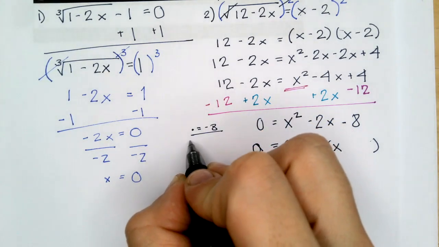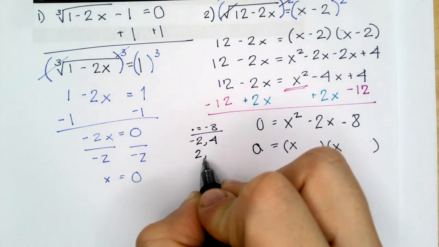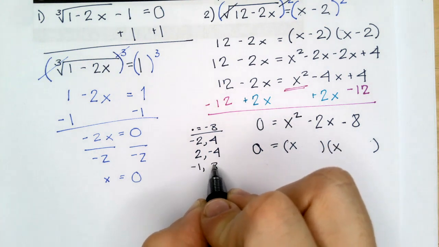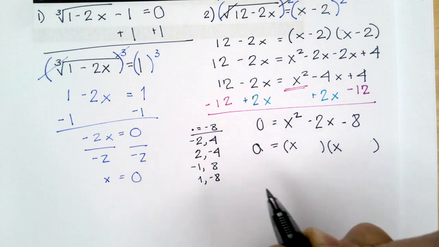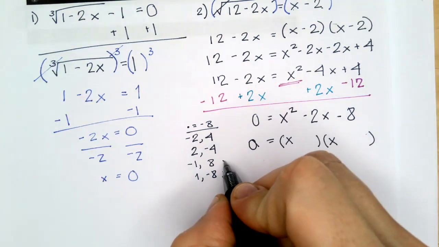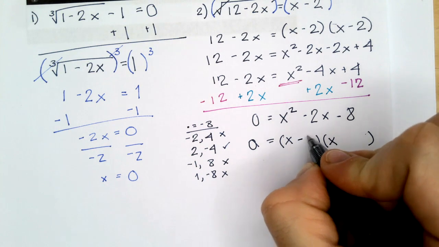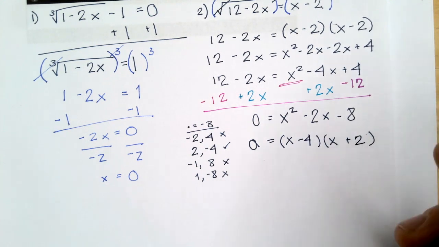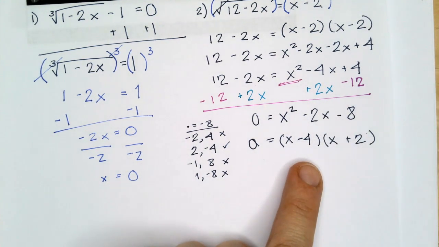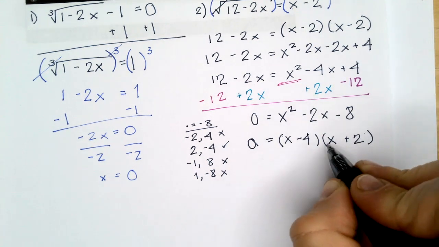I have negative 2, positive 4, positive 2, negative 4, sorry, I skipped one: negative 1, positive 8, positive 1, negative 8. Are there any others? Or do any of those add to negative 2? That doesn't add to negative 2, that doesn't add to negative 2. This adds to negative 2, right? So we can say it's x minus 4, x plus 2, or x plus 2, x minus 4, doesn't matter the order.